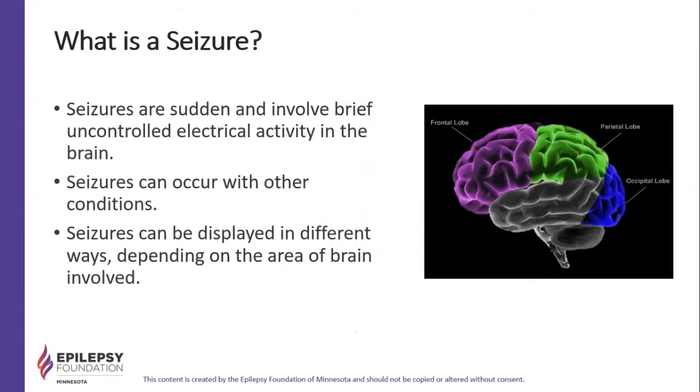We're going to move over into talking now specifically about what a seizure is. So we said epilepsy is recurrent seizures. Well, what is that seizure? A seizure is a finite event. It's a medical event that occurs.